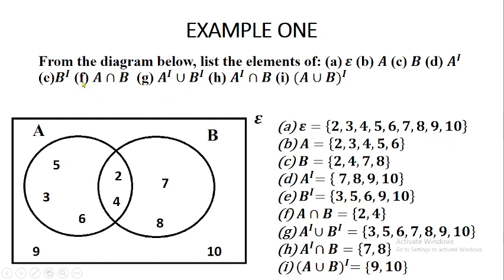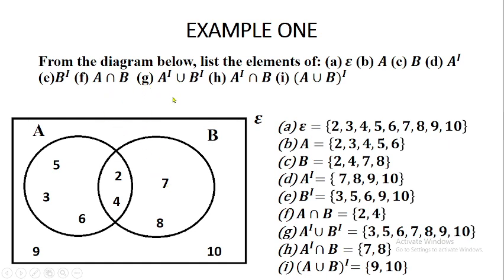Then question number F, which is A intersection B. That is what set A and set B have in common. That is the intersection, and you know where you can find that. This is all the elements that are here. So the elements that are here are your A intersection B, and that is 2, 4 as the elements in the intersection of A and B.